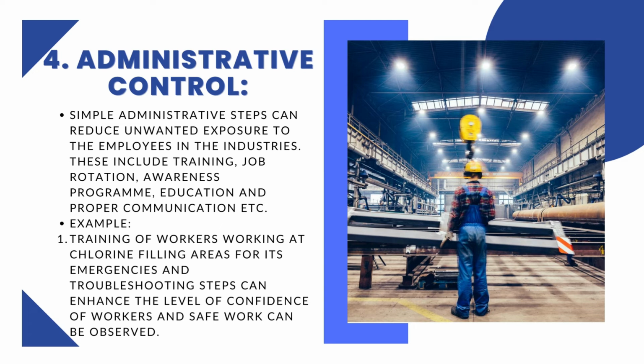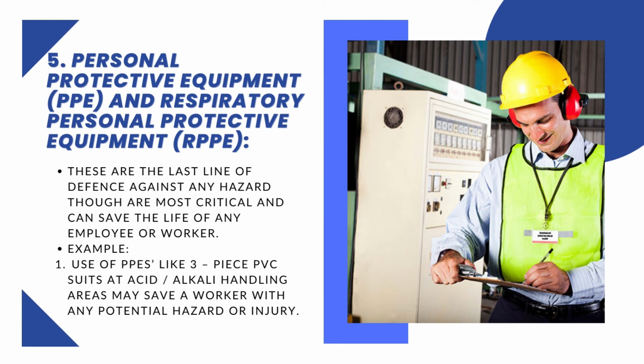Now moving further, talking about the last method to prevent or control the hazard, that is personal protective equipment, PPE, and respiratory personal protective equipment, that is RPPE. These are the last line of defense against any hazard, though most critical, and can save the life of an employee or worker working in the company or industry. An example of PPE and RPPE is the use of 3-piece PVC suits at alkali or acid handling areas, which may save a worker from any potential hazard or injury.